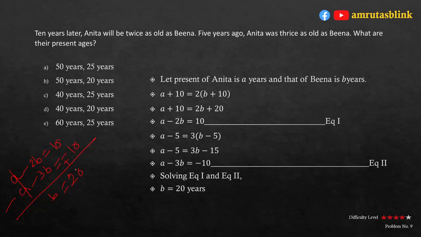And what is A? If you put the value of B in either of the equations, equation 1 or 2, you will get the value of A. Let's suppose A minus 2 into 20, which is 40, is equal to 10. So A minus 40 is equal to 10, and hence A is equal to 50. So the current age of Anita is 50 years and the current age of Bina must be 20 years. So our answer is option B, that is 50 years and 20 years.